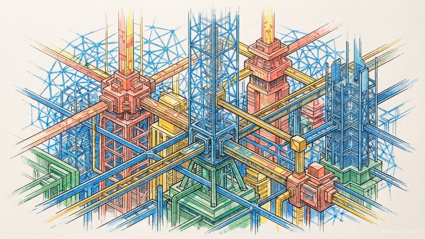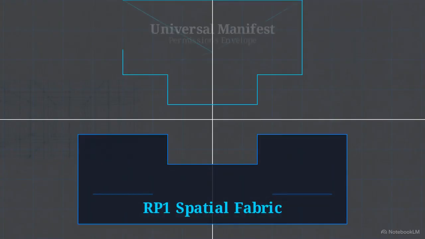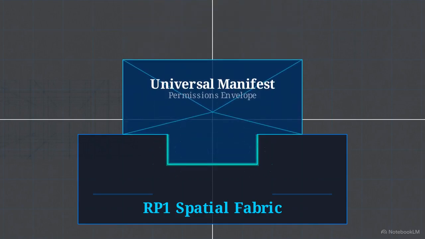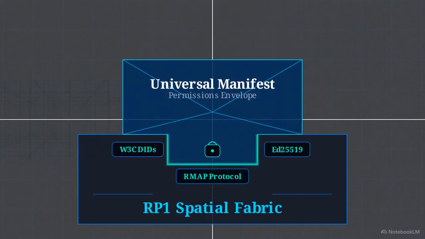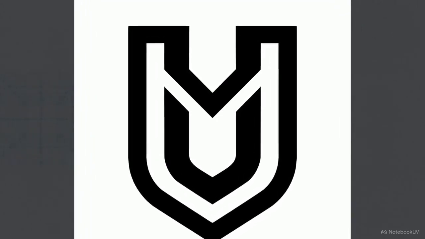Zooming out further, we see thousands of simultaneous connections across an interconnected RP1 landscape. Every glowing connection point represents a Universal Manifest envelope, confirming that every interaction leaves a verified trace. Universal Manifest is the portable permissions envelope that completes RP1's addressing and trust mechanisms, and it does this as an official standard, governing these exchanges with proven interoperability.